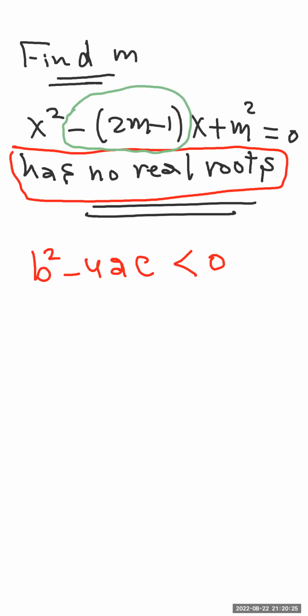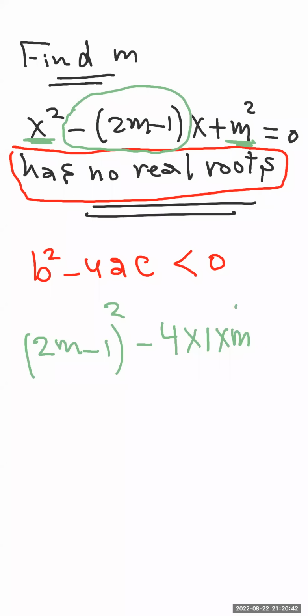So it's already to the power 2, so we can terminate the negative sign. So (2m minus 1) all to the power 2 minus 4 times a, 1, times c, m squared, this one less than 0. Okay.